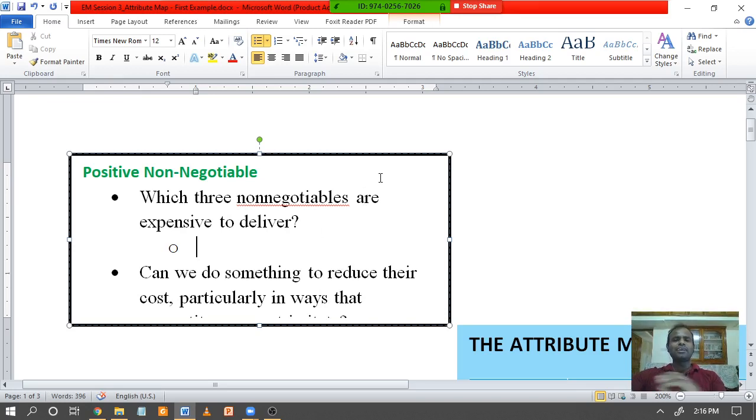Non-negotiable means whatever toothpaste you choose, it should do these few things, which are kind of mandatory. What does the toothpaste do for you? Can I hear from you guys? What should a toothpaste do for you?